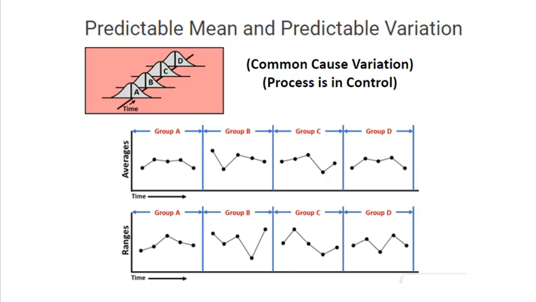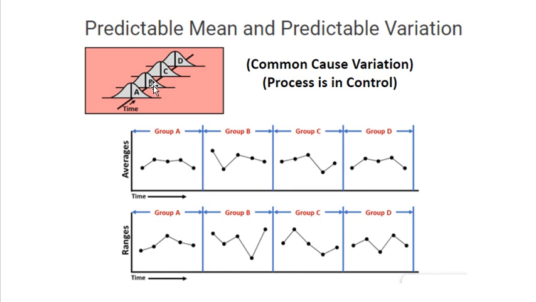So now let's get into predictable mean and predictable variation. We're going to take a look at several graphs so you can understand what's going on. This is the first, your common cause variation, and you can look at this. Your process is really pretty. It's in control, and these are your subgroups: group 1, group 2, 3, 4. Of course, we are using A, B, C, D, but it's the same thing. These are all your subgroups.